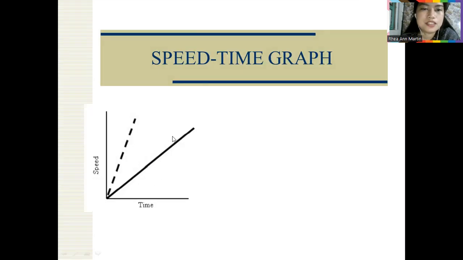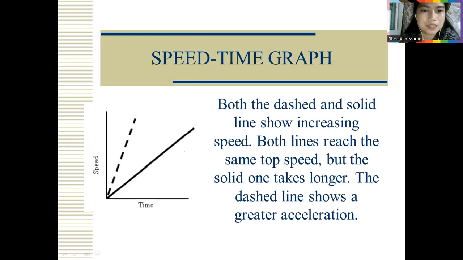Ito naman. So, two object, the dashed line and the solid line. So, sino sa tingin niyo yung mas pareho silang nag-increase ng speed. Pero yung, sabi ko nga kanina, dun sa distance time graph, mas nauna siyang natapos kesa dito. They have the same constant speed. I mean, increasing speed. It's not constant.